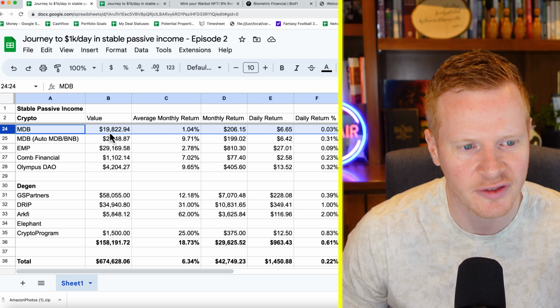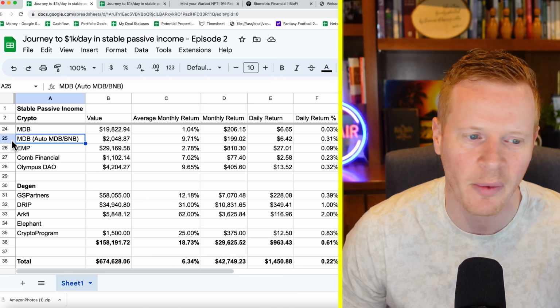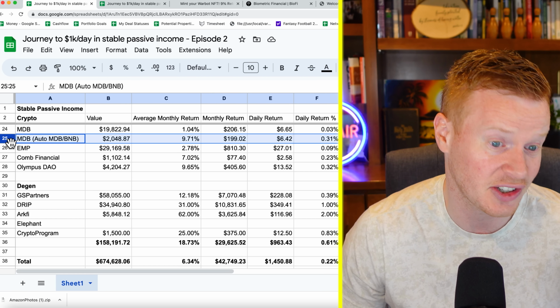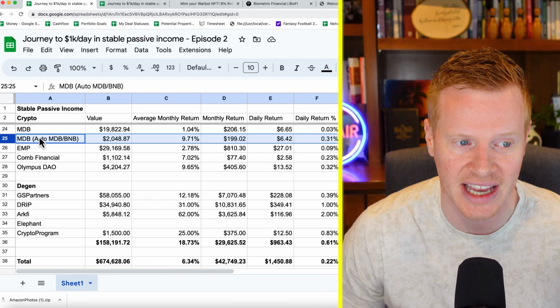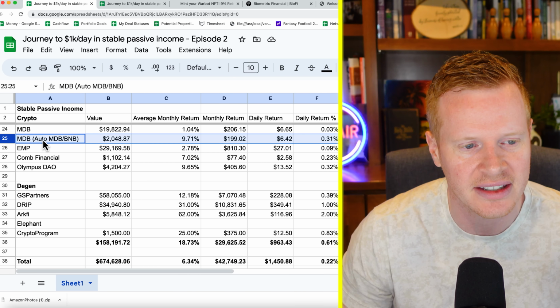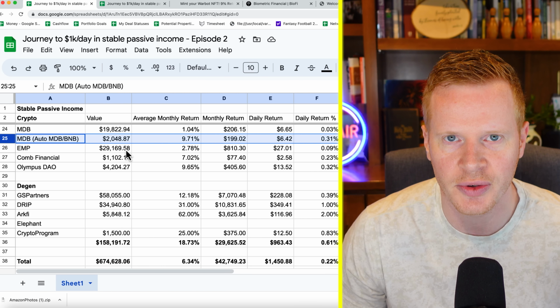So MDB, I have 20K in there, making about $6 a day. And then this auto MDB, I wish I'd put more in. You guys told me to put more into this. This could maybe be moved up to stable because it's actual revenue coming from that swap and the sales tax from MDB to BNB. It's making about 10% a month, 2K in there, so doing very well.